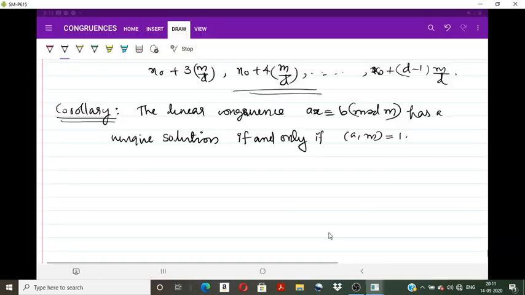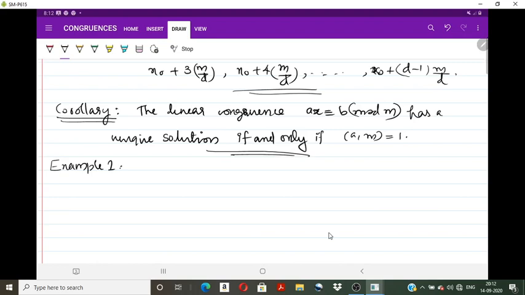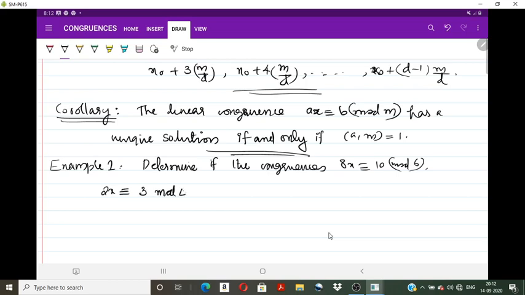Now let's do some examples. Determine if the congruences 8x congruent to 10 modulo 6, 2x congruent to 3 modulo 4, and 4x congruent to 7 modulo 5 are solvable. Find the number of incongruent solutions.